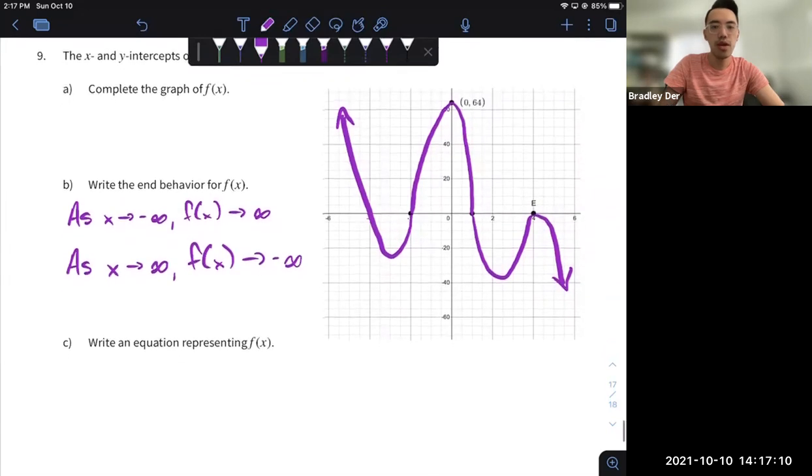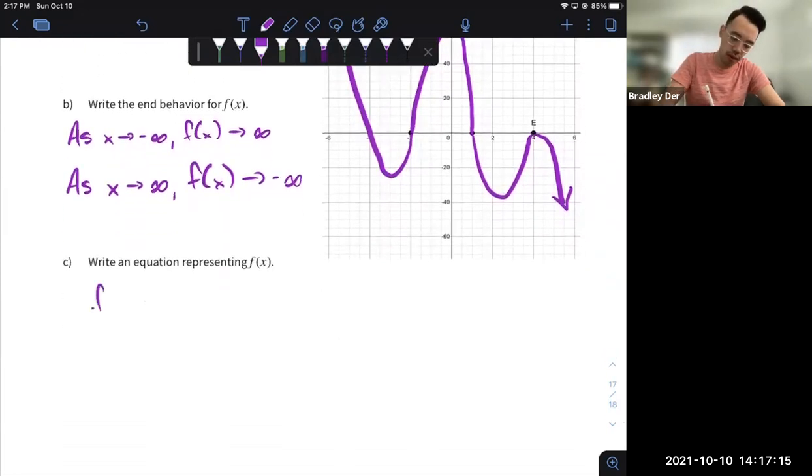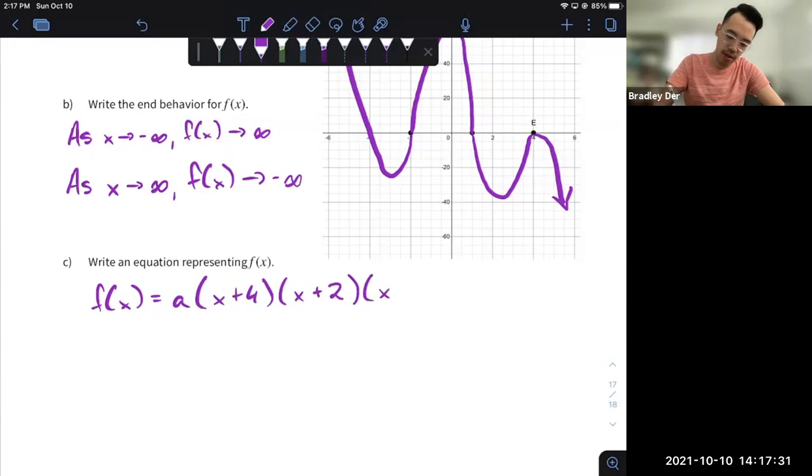And now we need to write an equation representing f of x. So f of x equals, we have a y-intercept off the x-axis, so that is enough for an a value. We have a root of -4, so a factor of x plus 4. A root of -2, I want an x plus 2. Root of +1, x minus 1. And then a root of +4, so x minus 4, but we saw that there was a bounce, so build in that multiplicity of 2.